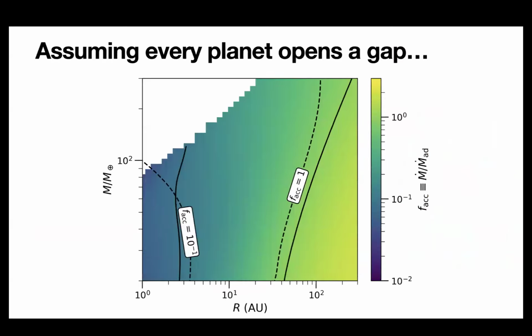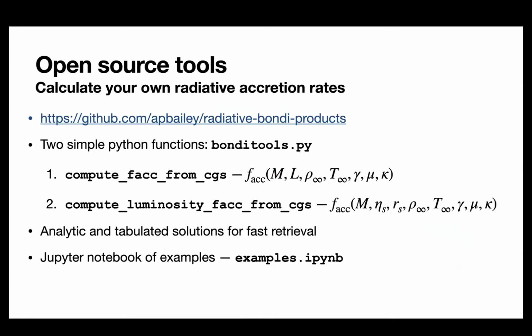And that's also part of the origin of having two functions here, one compute F accretion and one compute luminosity F accretion. So the first function assumes luminosity is a free parameter. The second function does not assume luminosity is a free parameter. It asks what is the shock efficiency of the radiative shock and what is the location of this particular shock that's producing luminosity. And from that, it will give you a self-consistent accretion luminosity as well as a self-consistent accretion rate.